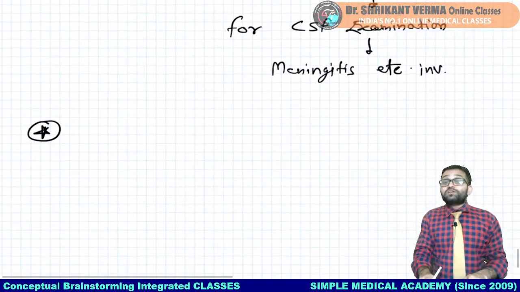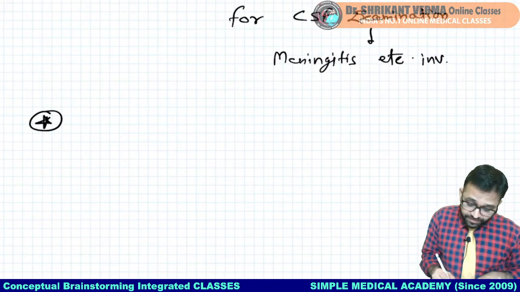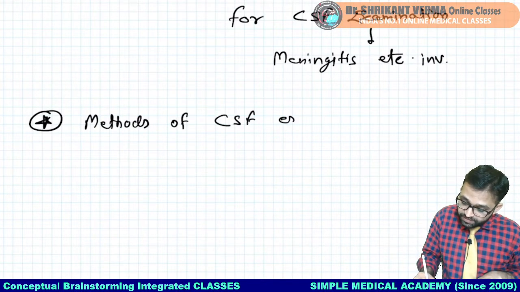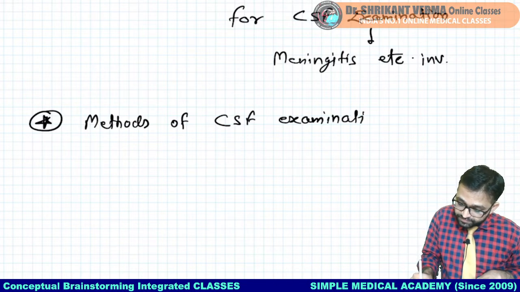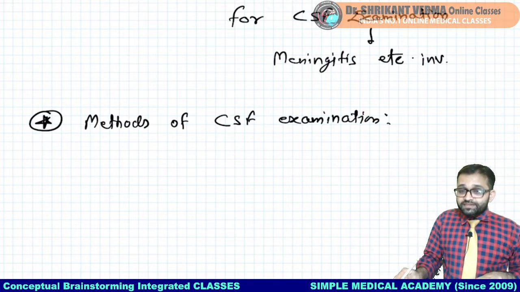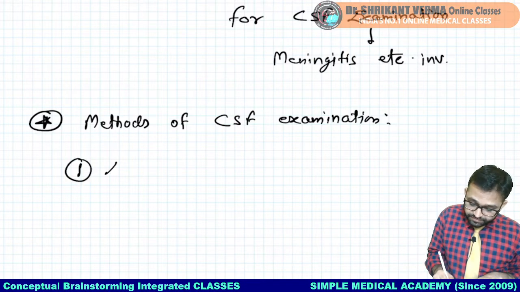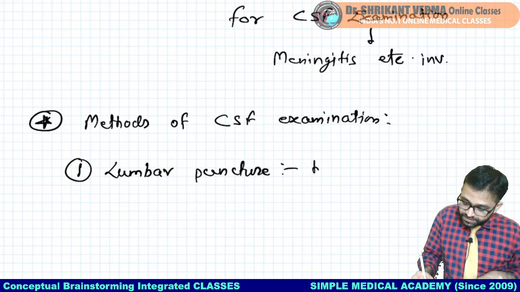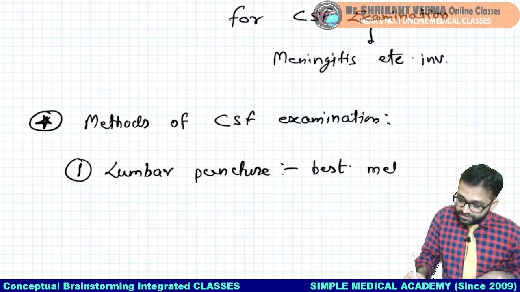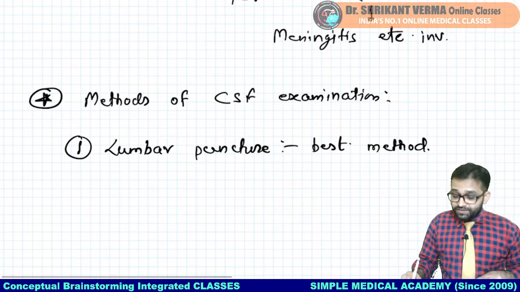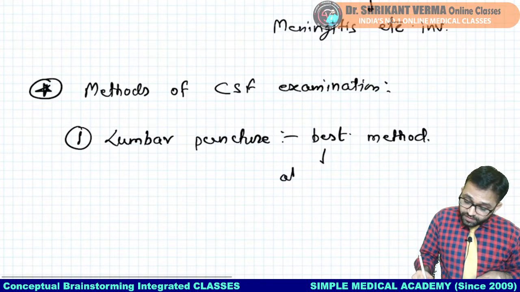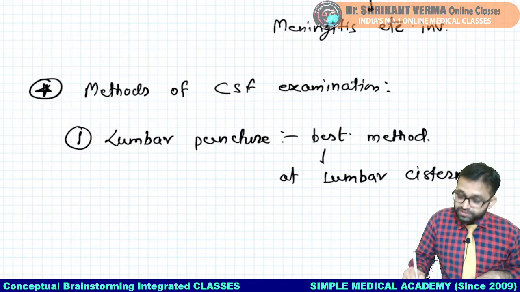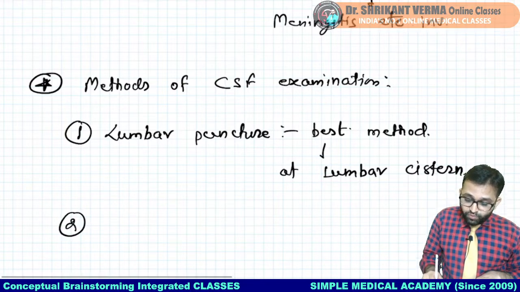Another point, what are the different methods of CSF examination? Anybody, can you help me? Methods of CSF examination, some names we have already studied. First and the best, definitely lumbar puncture. It is the best method for CSF examination, where we perform at the lumbar region, better to say the lumbar cistern. Okay. Any more puncture you know?